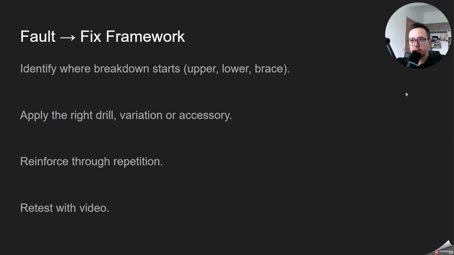Okay, so the way we're going to go about it, the fix framework, is by, first of all, identifying the breakdown, where it starts, especially if it's consistent. Does it happen around the upper back? Does it happen around the lower body? Does it happen around the brace? We're going to apply the right drill, variation, or accessory. We're going to reinforce it through repetition, so we're going to program that into our training program. We're going to do our best to remain consistent with it and progress that variation, accessory, or drill. Okay? Practice breeds perfection. And of course, retest with the video.